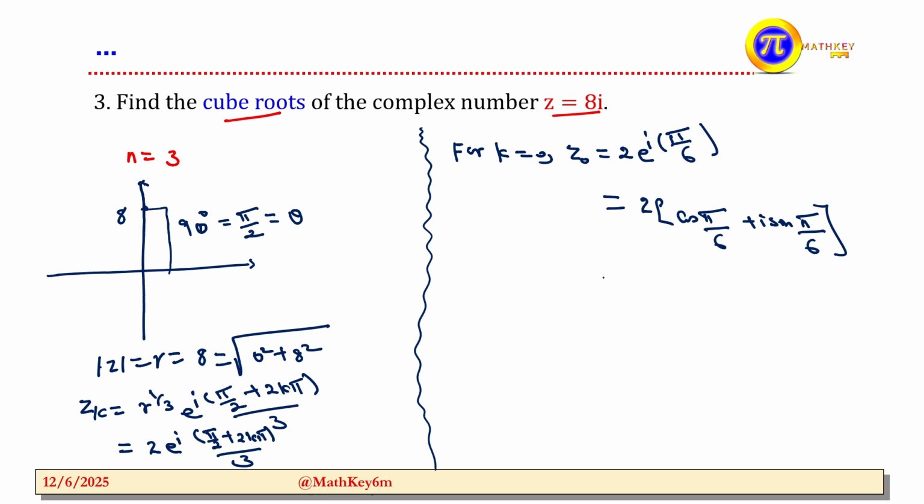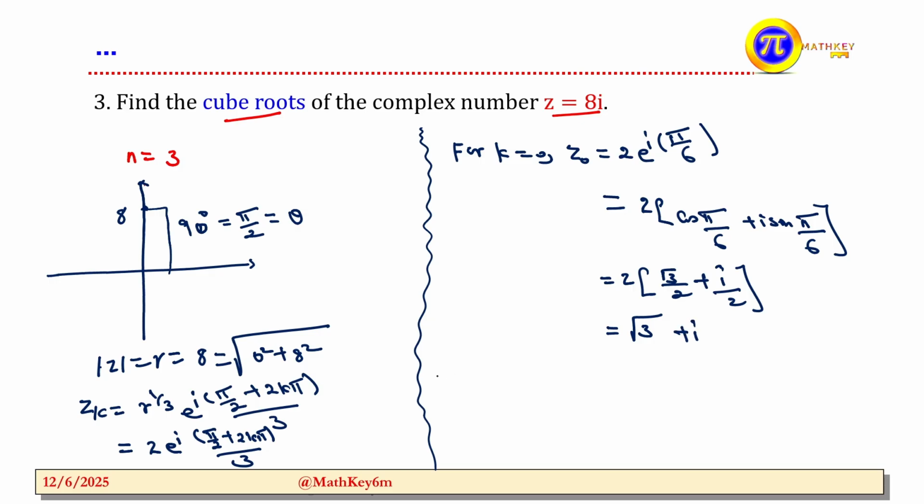So this is equal to 2 into cos of pi over 6, which is root 3 over 2, plus sine of pi over 6, that is half, so it is i over 2. If we take 1 over 2 common, we cancel 2 by 2, or distribute this one. 2 times root 3 over 2, we cancel 2 by 2, root 3. 2 times i over 2, we cancel 2 by 2, then i remains. Or you can take 1 over 2 common and multiply with 2. The result becomes root 3 plus i.